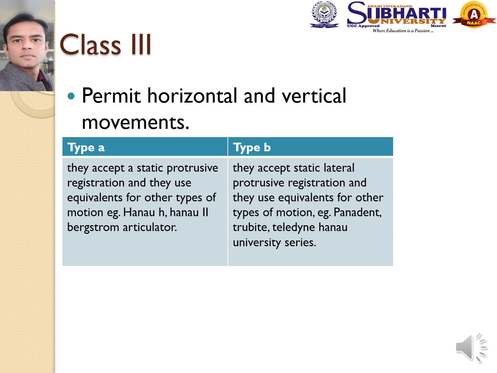We will go in detail. Now type A, they accept a static protrusive registration and they use equivalents of other types of motion. Now examples are Hanau H, Hanau 2, Bergstrom articulators. The type 3B, they accept static lateral protrusive registration and they use equivalent for other type of motion. Examples are Hanau University series, Teledyne, etc.